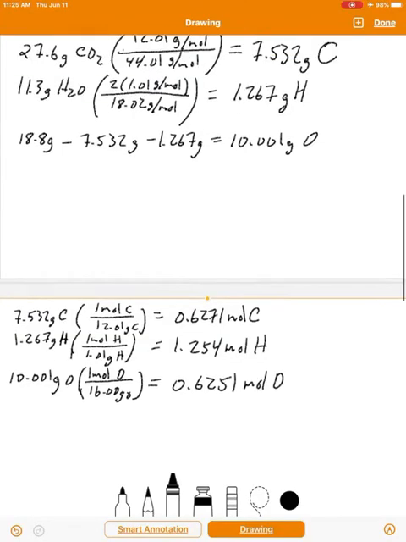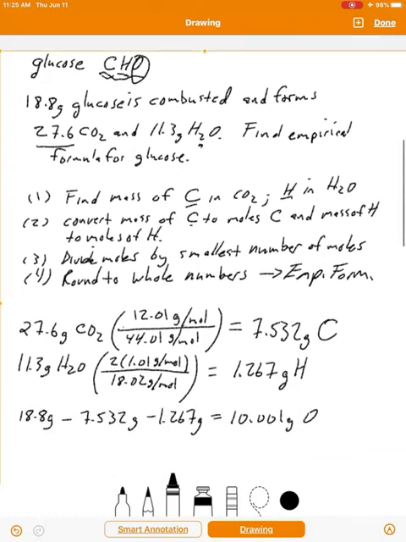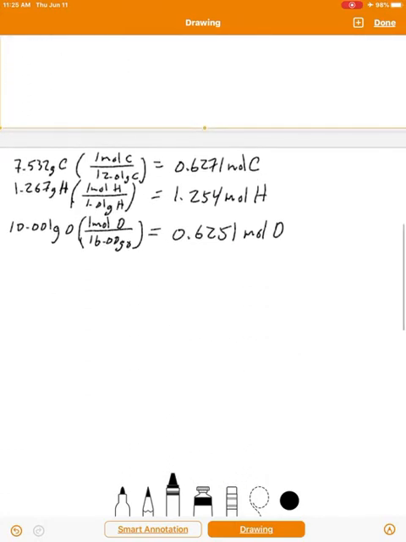Okay, so we've done what we would consider the second step. We found the mass of carbon, the mass of hydrogen, and the mass of oxygen. We've converted them to moles. I did it for oxygen as well because we have oxygen in this compound. Step 3, divide by the smallest. So I'm going to do 3 divisions, mole of carbon over the smallest. Of these 3 numbers, it looks like this one's the smallest. So moles of oxygen. So 0.6271 moles over 0.6251.